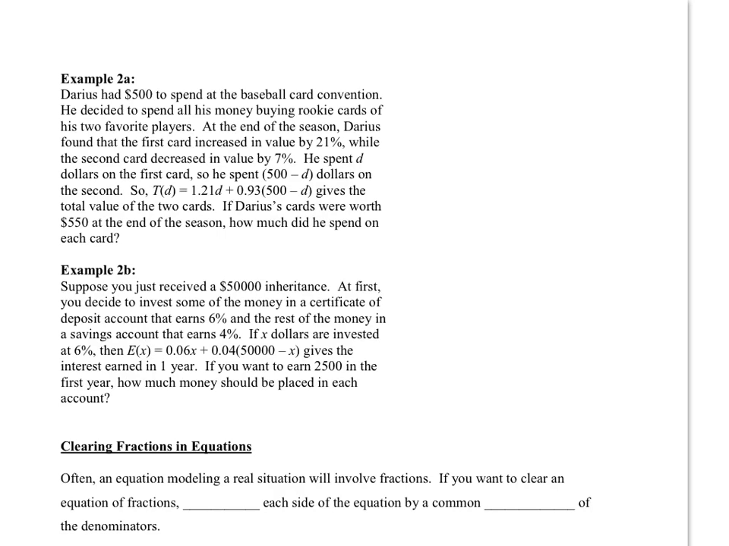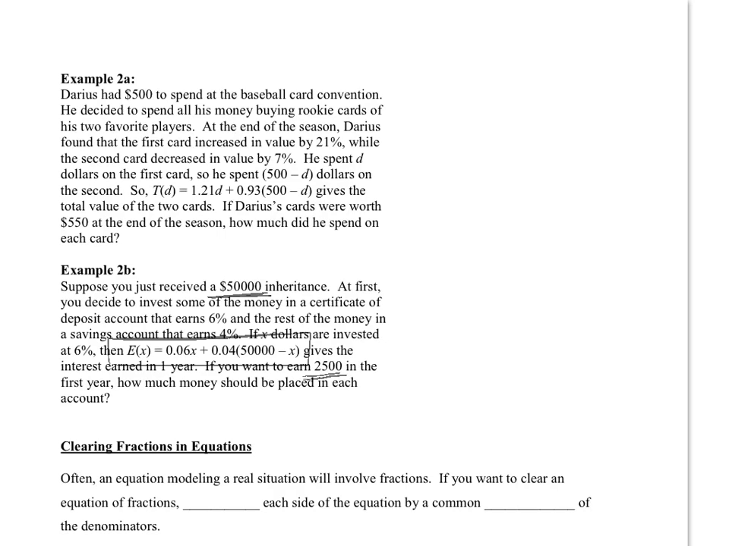Okay, let's do example 2b now. Suppose you just received a $50,000 inheritance. At first, you decide to invest some of the money in a certificate of deposit account that earns 6% and the rest of the money in a savings account that earns 4%. If X dollars are invested at 6%, then E of X equals 0.06X plus 0.04 times (50,000 minus X) gives the interest earned in 1 year.